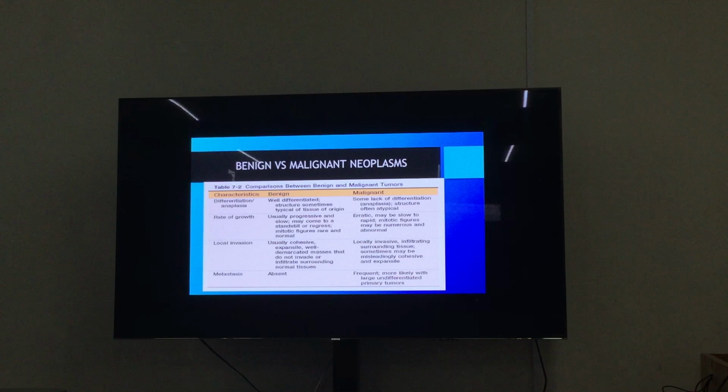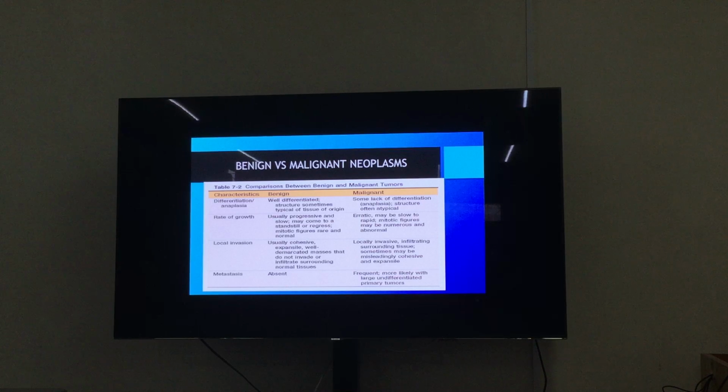Example, poorly differentiated squamous cell carcinoma. So, it appears as sheets, walang differentiation. So, it's hard for you to identify na squamous ito, adenocarcinoma ito. Or poorly differentiated adenocarcinoma, walang glandular formation. So, hindi siya ma-identify na glandular yung origin ng tissue. Okay, so that's malignant. Okay, rate of growth usually progressive and slow, may come to a standstill or regress.